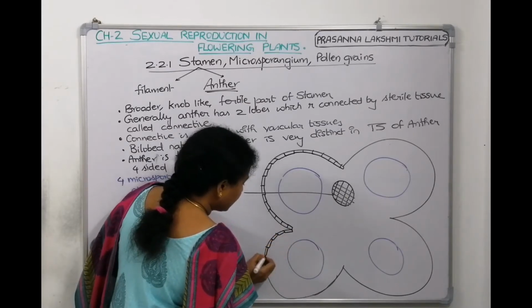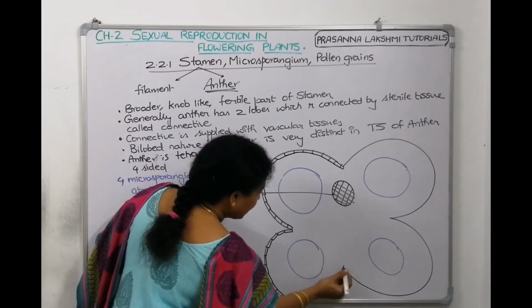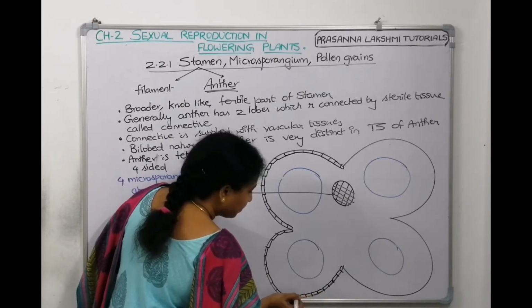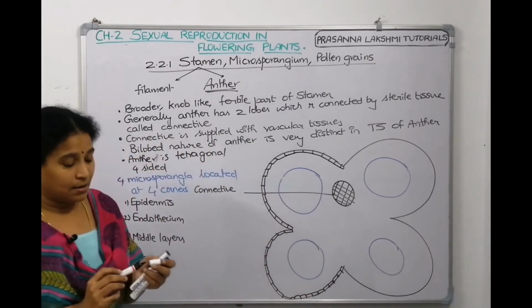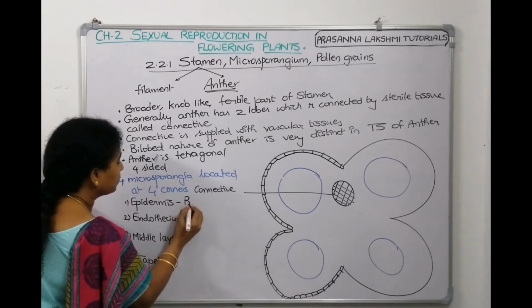Single layered epidermis. Children, what is the role of the epidermis? Epidermis helps in protection, right? The function of epidermis will always be protection. This is epidermis, single layered, tightly packed cells. Now, the function we are telling is protection.